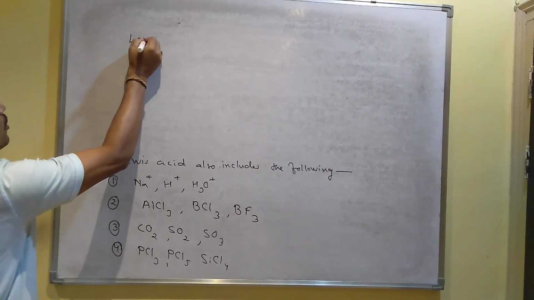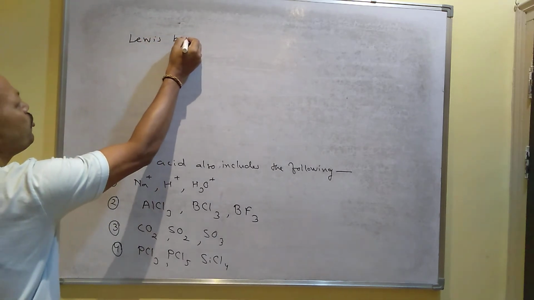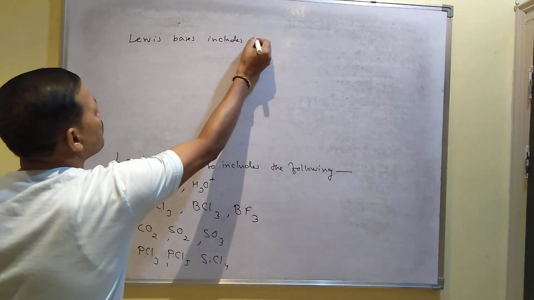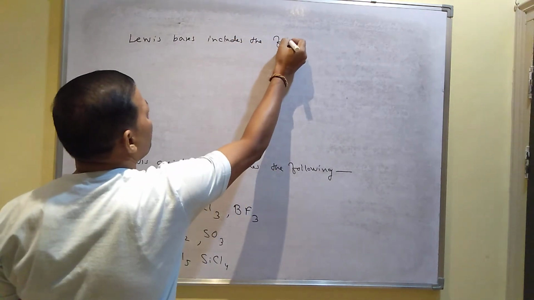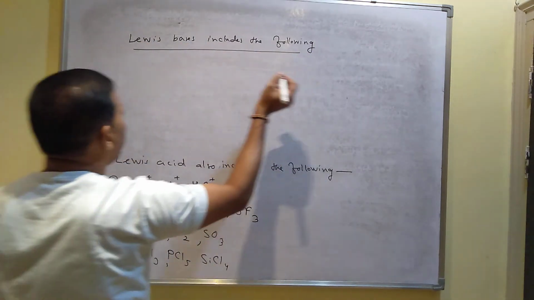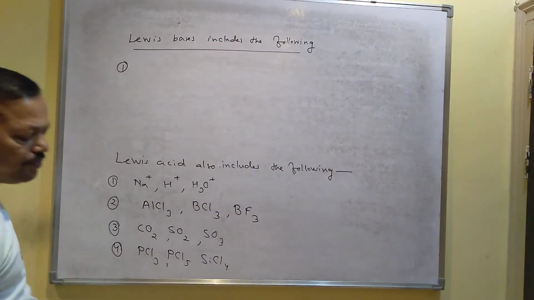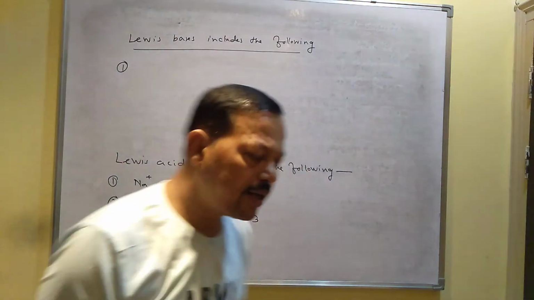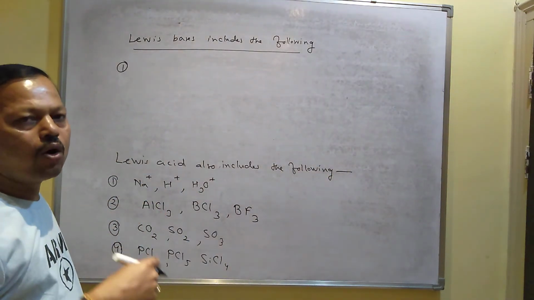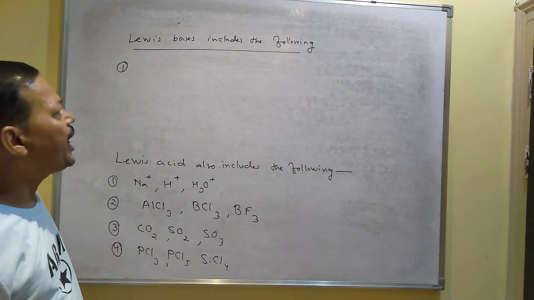Now I will give you some Lewis bases. Lewis bases include the following. Number 1, all anions. As you have seen all cations, I mean positive ions, act as acid, all anions, I mean negative ions, act as Lewis base.